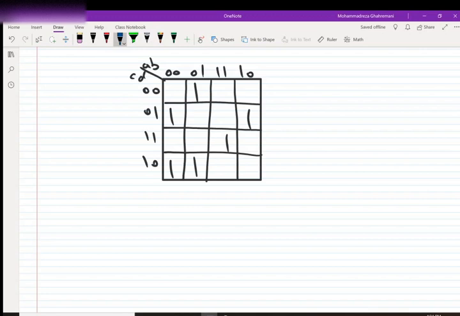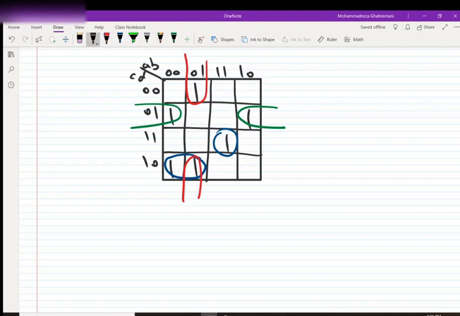The first group, here we have just 2 minterms. What about this one? This one is alone. No adjacent. These two are together. This one and this one. And these two are together. This one and this one. So we considered all groups.